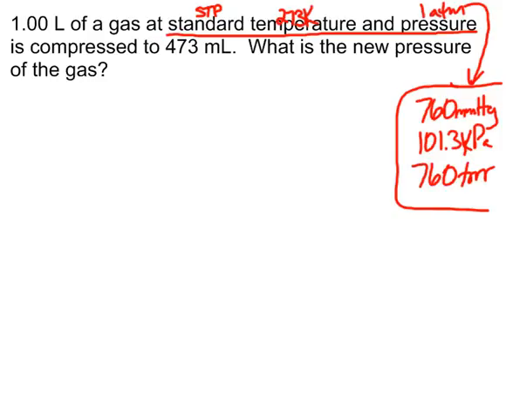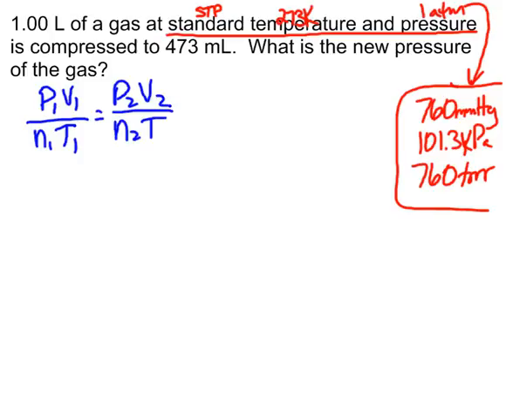Okay, so let's go ahead and take a look at this problem. Very first thing, I want to write down my combined gas law, which would be P1 V1 over N1 T1 equals P2 V2 over N2 T2.